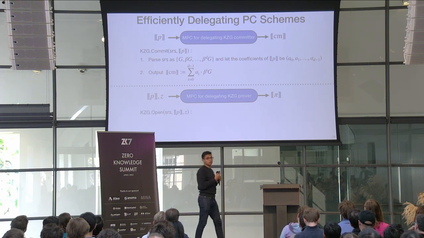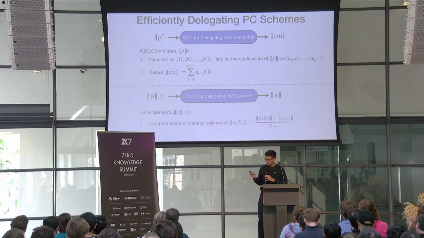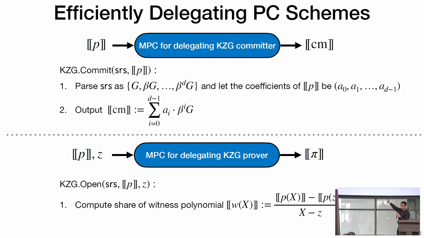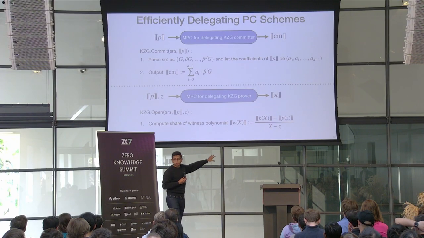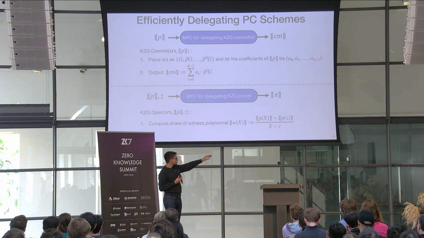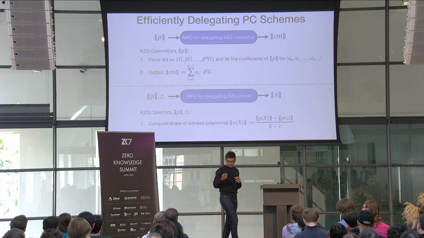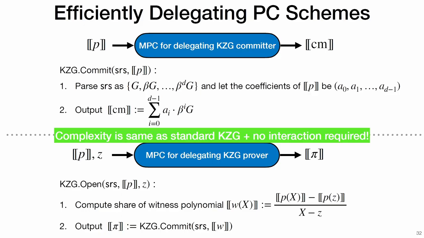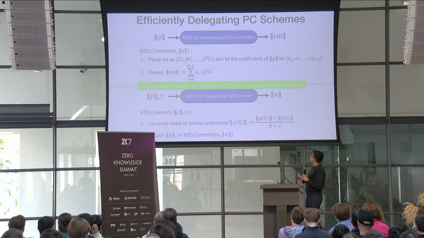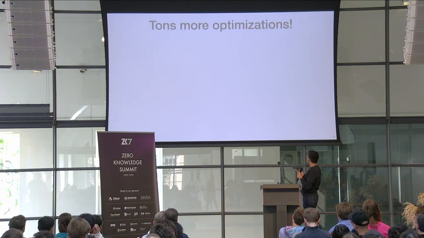And the same thing when you actually want to produce the evaluation proof. You compute your share of the witness polynomial, which is this quotient expression, right? And the cool thing is that this also does not require any secret multiplications. This is a linear operation. So basically, the takeaway is that the complexity is literally the same as the standard KZG on non-secret-shared polynomials. So committing to a secret shared polynomial and proving its evaluation is literally the same. There's no difference here. So that wraps up the two components.